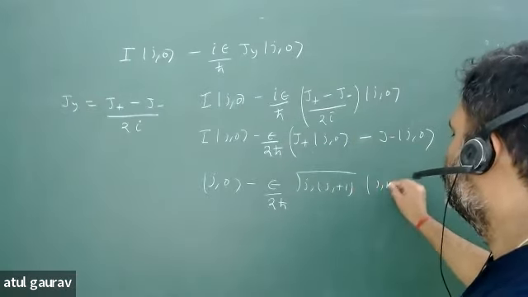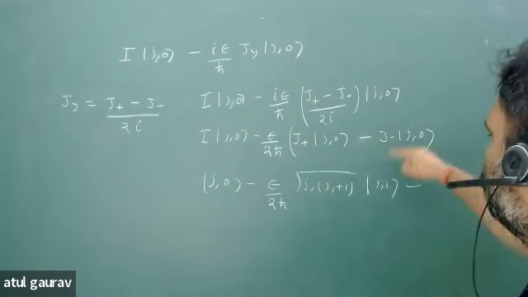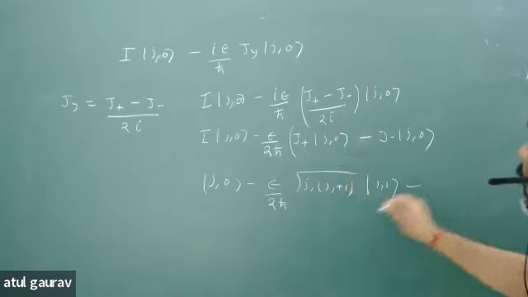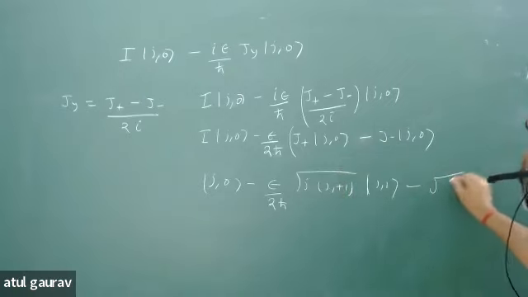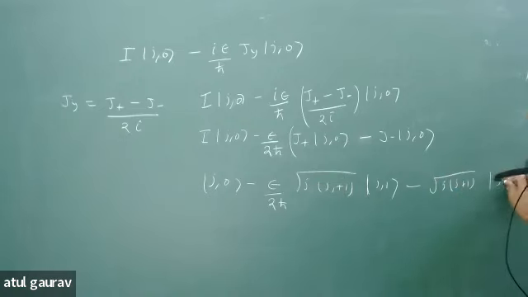J1. J and 1. Okay, minus, and this will go to what? This number will become the same. So this will be J into J plus 1, M is equal to 0. So there is not any problem. So this will be J minus 1.